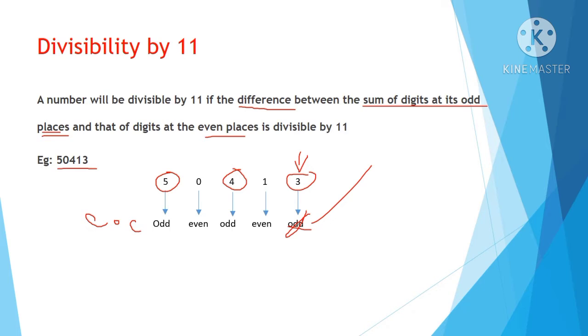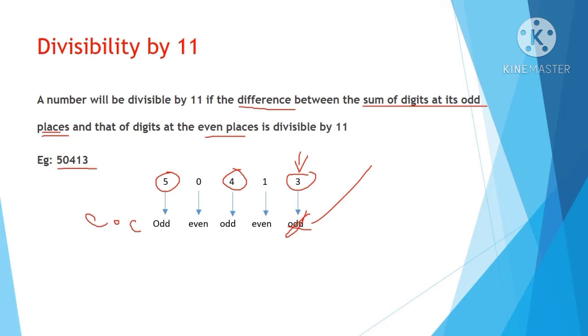Okay children, now take a number. Here as an example I have given the number 50,413. On seeing this number, I am asking you to check whether it is divisible by 11 or not. What will you do? You will do the actual division, right? But since we want to apply the rule, you don't need to do the division. We can apply the divisibility rule for 11 and find out whether the given number is divisible by 11 or not.